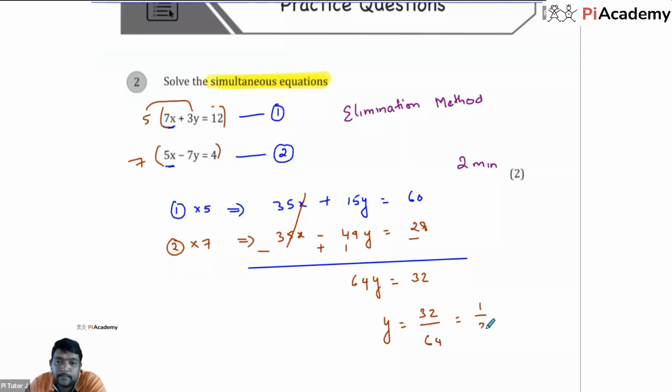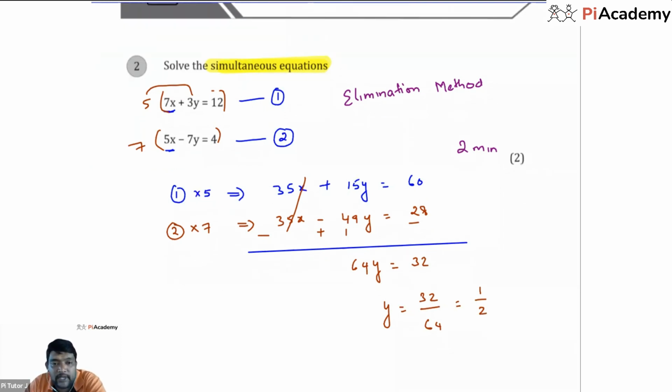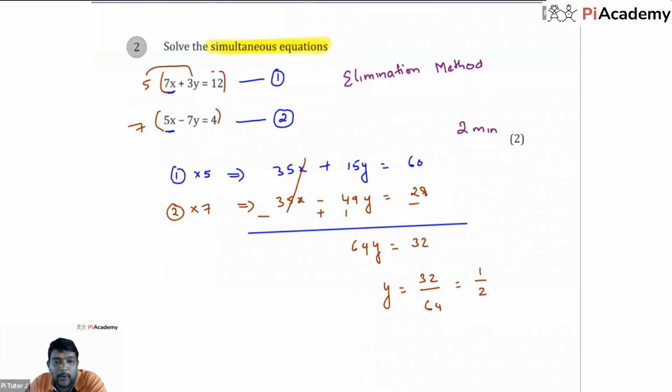Am I correct, guys? Yes, correct, sir. So y is equal to 1 over 2. From here, you can find the x value, right? Can you let me know what the x value is? Y is equal to 1 over 2. So what is the x value?